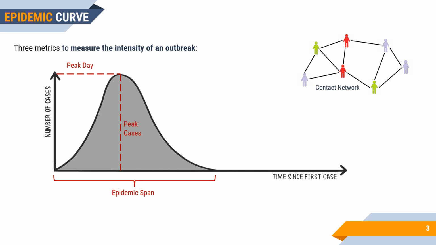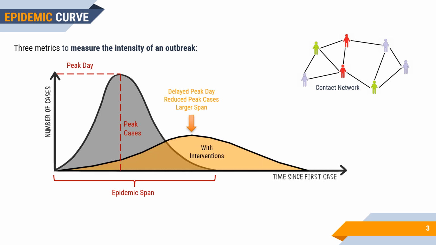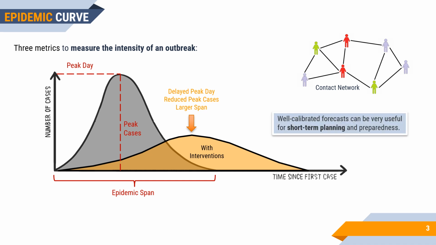So the epidemic spread on contact networks is one of the most studied dynamics in network science and has important implications in real epidemic scenarios. Contact networks capture the quantitative information of contacts between pairs of individuals in a population. Specifically, interventions to public places in contact networks can further suppress the epidemic to a large degree. So we observe that with interventions in place, the peak delays significantly with a reduced number of cases and longer epidemic span. So predictions or well-calibrated forecasts can be very useful for short-term planning and preparedness.